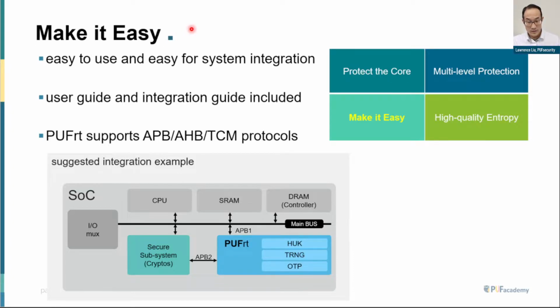In addition, API and firmware packages are available for quickly getting PUFrt ready to use with existing system software builds. And for ease of integration, PUFrt has been designed to support commonly used bus interfaces such as APB, AHB, and TCM. PUFrt also comes with multi-platform FPGA versions to allow seamless integration with existing FPGA system emulation setups. And here we have an example of PUFrt being integrated into a system using dual bus, one APB bus for the main system bus, and then a separate private APB bus that can connect more securely to a secure subsystem, such as a separate crypto engine module for the SoC.